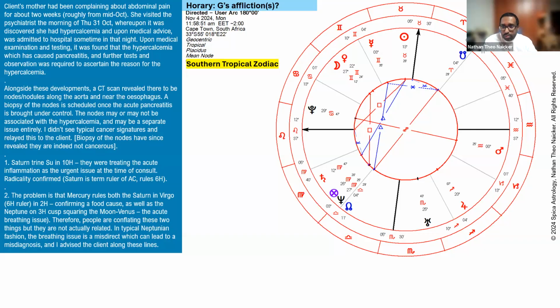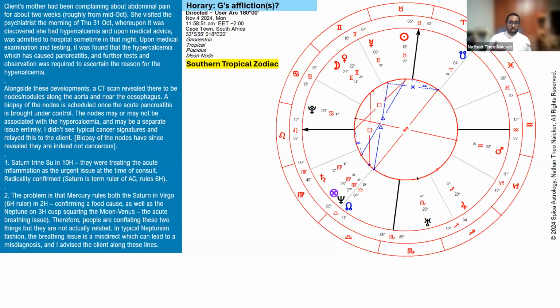As well, Mercury also rules the Neptune on the 3rd house cusp here, which is squaring the Moon and Venus, Venus being the 3rd house ruler for breathing. So I said this Neptune influence on the 3rd house cusp and Mercury's rulership of both Saturn and Neptune is causing people to conflate these things, where actually, in typical Neptune fashion, it's a misdirect. So I said the breathing issue is a misdirect, which can lead to a misdiagnosis, and I advised the client along these lines. I said to them, basically, there are two separate things happening. They're not connected to each other, and treat it that way.